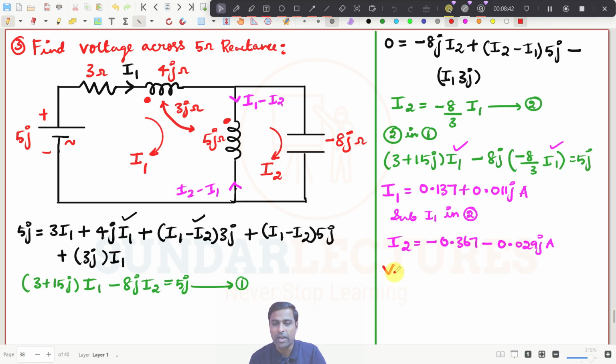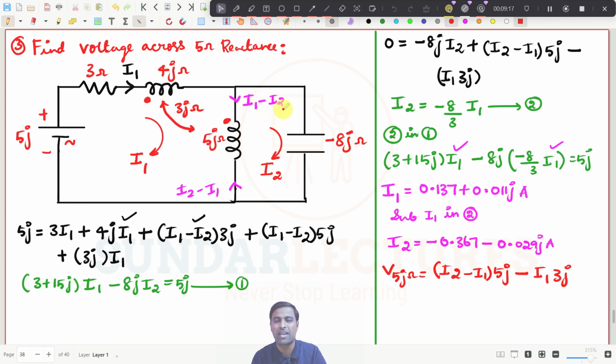See, if I want to write V across 5j ohms, simply you write this expression. What is the voltage? Write the self-induced EMF with this current. It is I2 minus I1 multiplied by 5j. This is self-induced EMF. And then you see this current is leaving the dot, this current is entering the dot. So what do I have to put here? I have to put minus this current I1 multiplied by this 3j. Simply, that is the voltage across this.